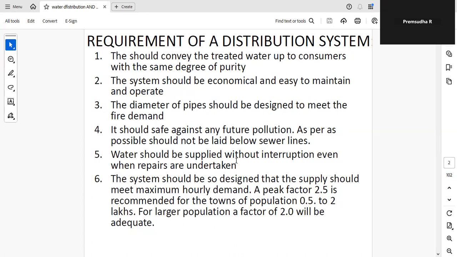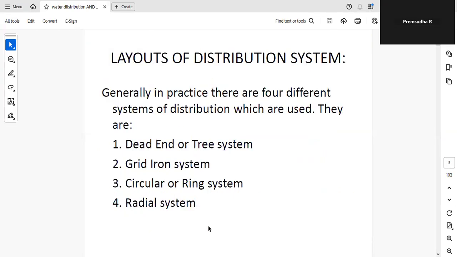Water should be supplied without interruption, even when repairs are undertaken. The system should be designed so that the supply meets the maximum hourly demand. A peak factor of 2.5 is recommended for a population of 0.5 to 2 lakhs.